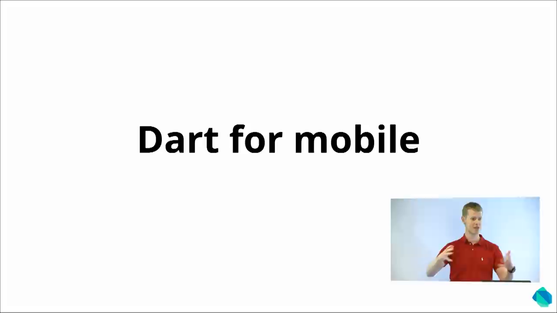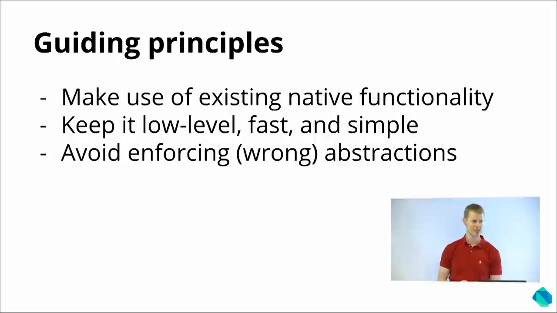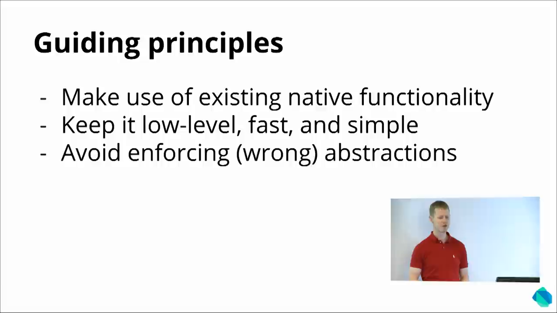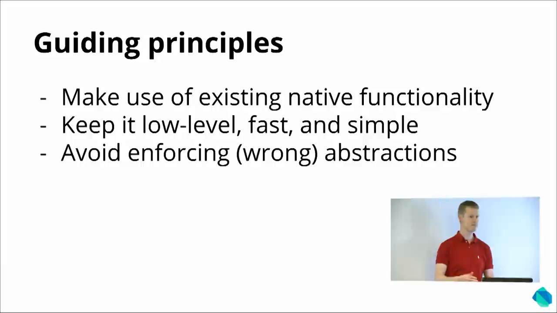And we have some guiding principles in this space. We want to have a nice layered approach where we make use of existing native functionality. We want to keep it low level, fast, and simple. And we want to try to avoid enforcing too many abstractions. So we want to make sure that if the abstractions that we provide are not entirely correct for what you're doing, there's a lower level you can go to and build your own frameworks on top instead. So it's an attempt to make a layer of offerings here, where if the highest level of abstraction that we offer is slightly wrong for you, there is a layer below you can go to. I'm going to give you examples of what these layers might look like, and maybe that makes it a little bit more concrete. At least this is the guiding principle for what we're doing.